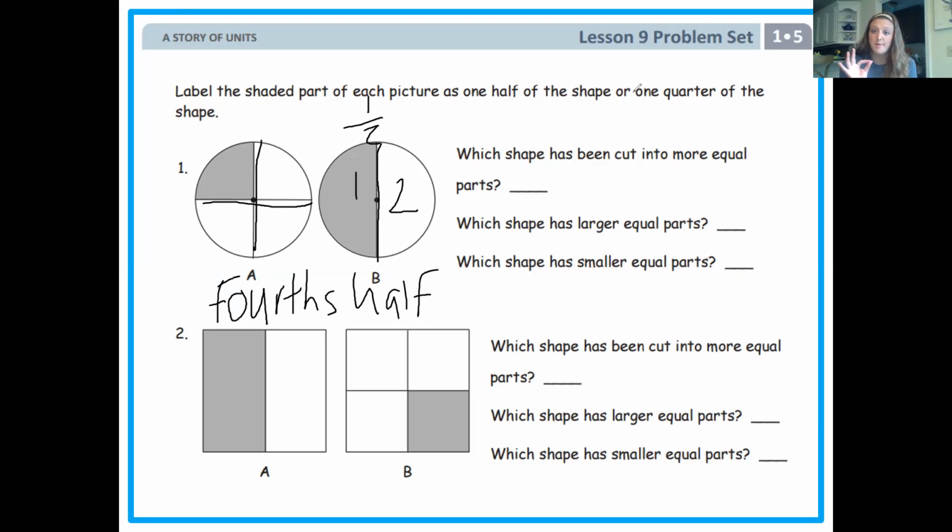I want you to answer which shape has been cut into more equal parts. Which one has more parts? Next part says which shape has larger equal parts. So which shape has larger pieces? And then which shape has smaller pieces or parts? So for number 2, I want you to do the exact same thing, which is to label 4ths and halves. Be able to tell which one has been cut into more parts, which one has larger parts, and which one has smaller parts. You can pause it to work on this.